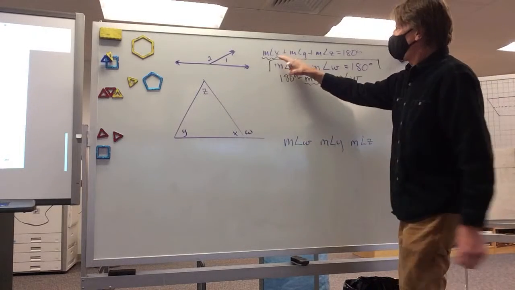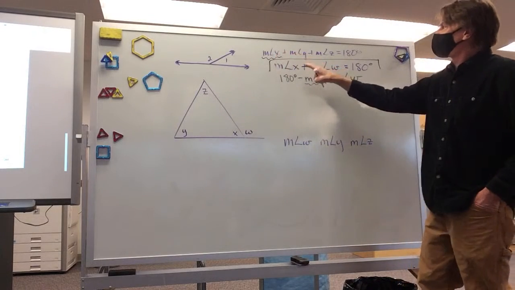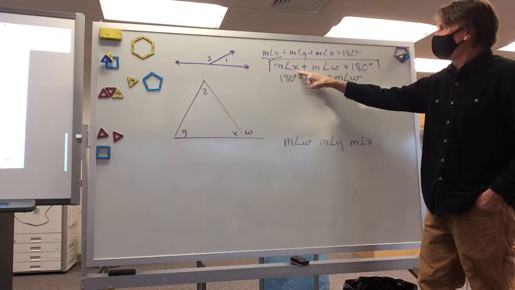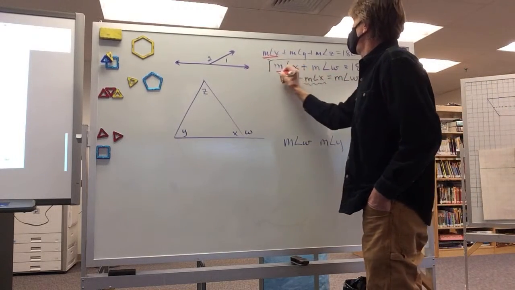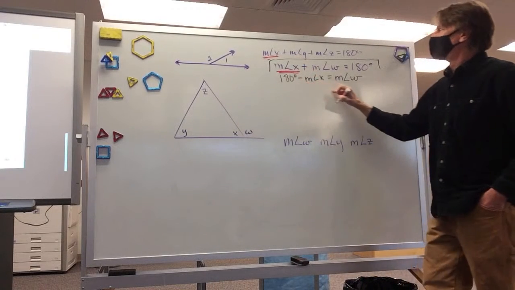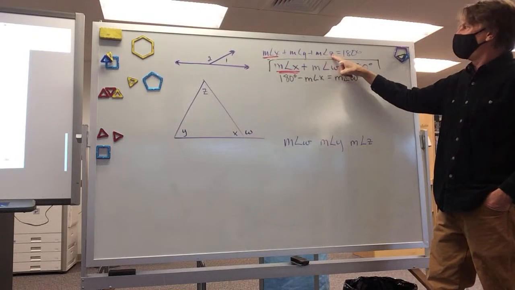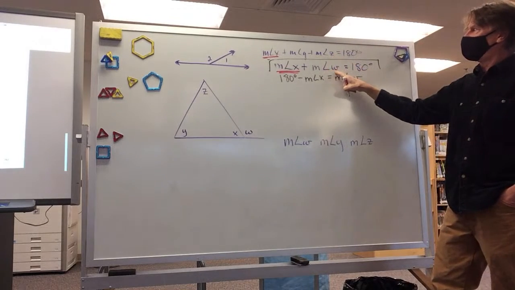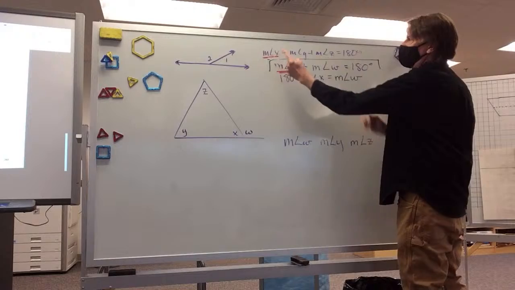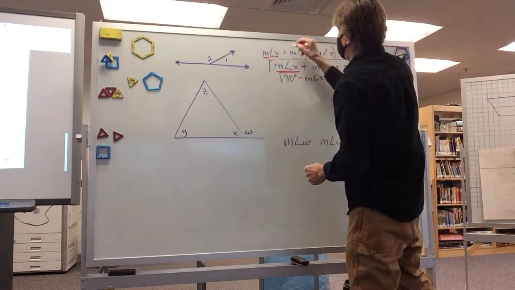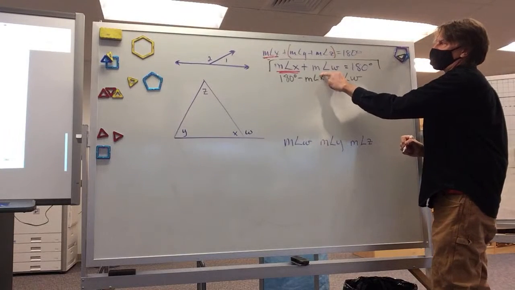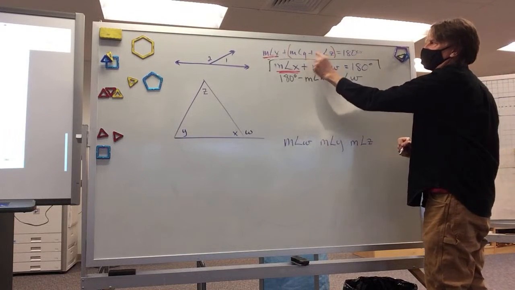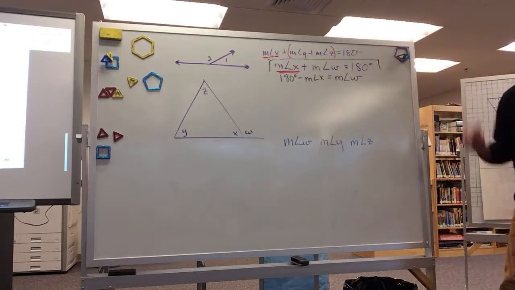Okay, so you look up here, here's x, here's x. This is y and z, and this is w. So this number is being added to this, and down here it's being added to that. So whatever that is has to be equal to those two added together, because they add up to the same thing, 180.